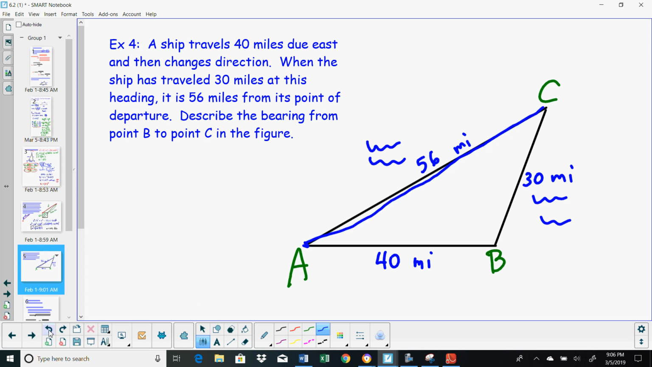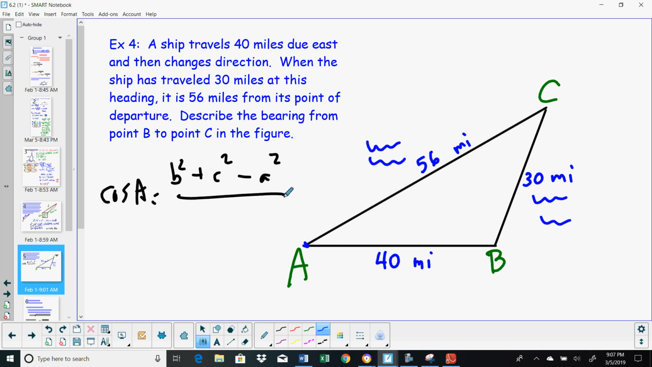All right, so if that's the situation, sure looks like we have all three sides of a triangle. So that looks like the SSS case, in which case we probably want to use our model that says cosine of angle A equals B squared plus C squared minus A squared all over 2BC.